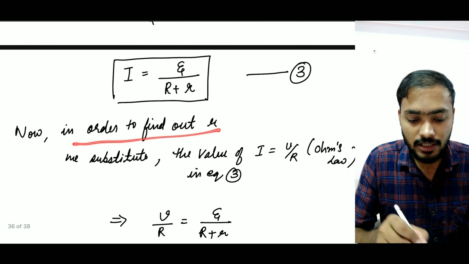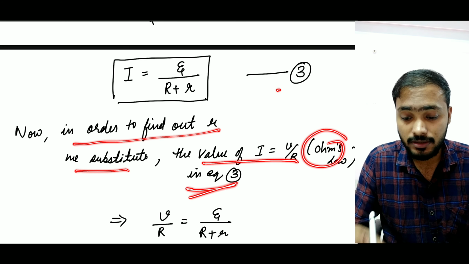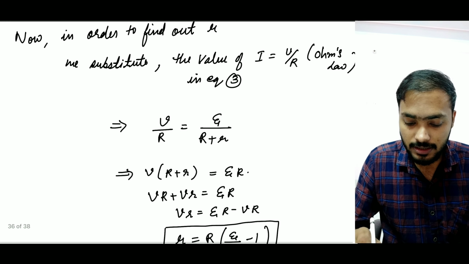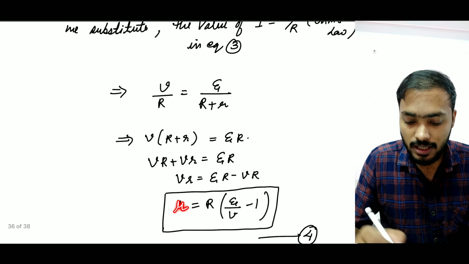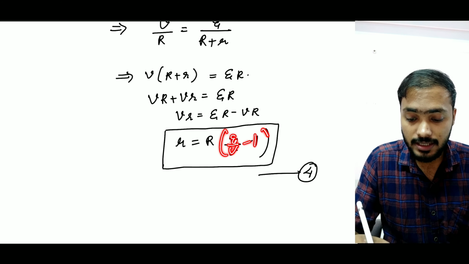Now in order to find the value of r, we substitute the value of I equals V upon R by Ohm's law in equation number 3. This is equation number 3. Substitute that value, and when we solve it, you will get small r equals capital R times, in brackets, EMF upon V minus 1.